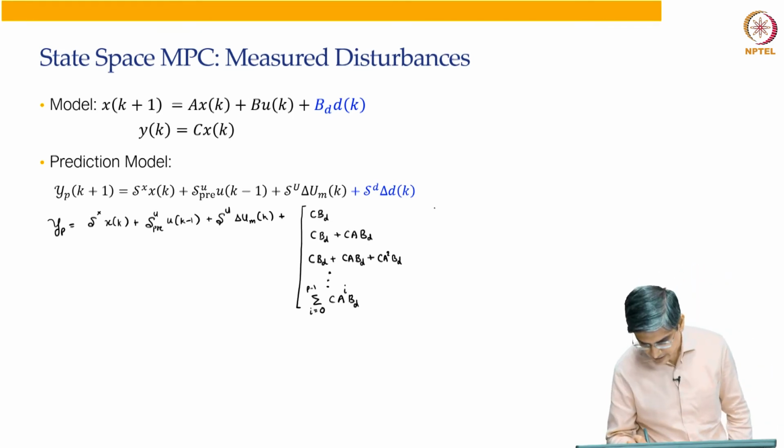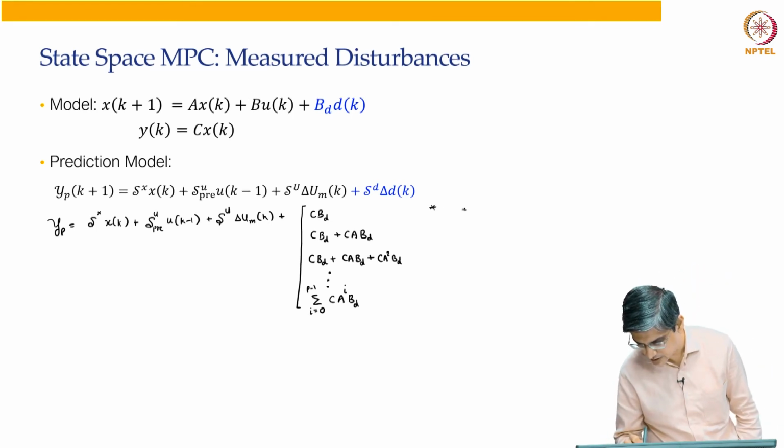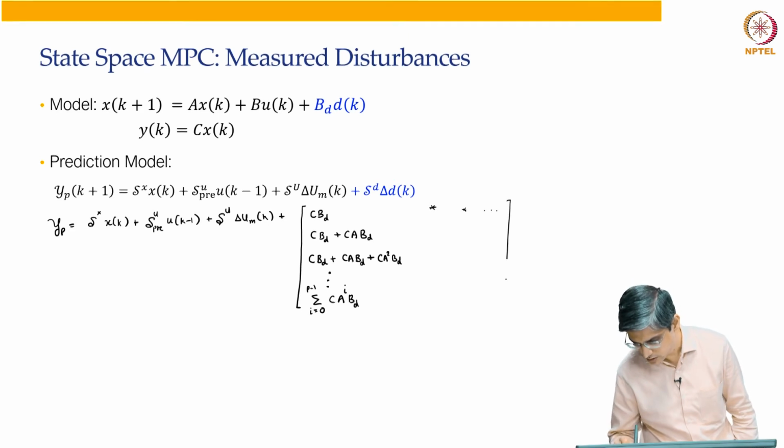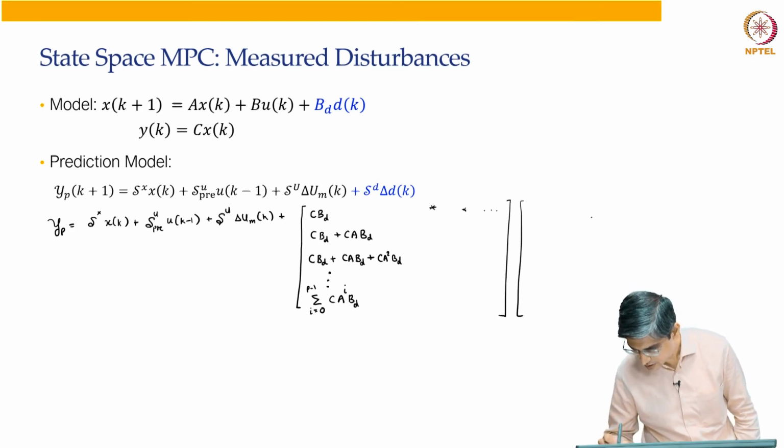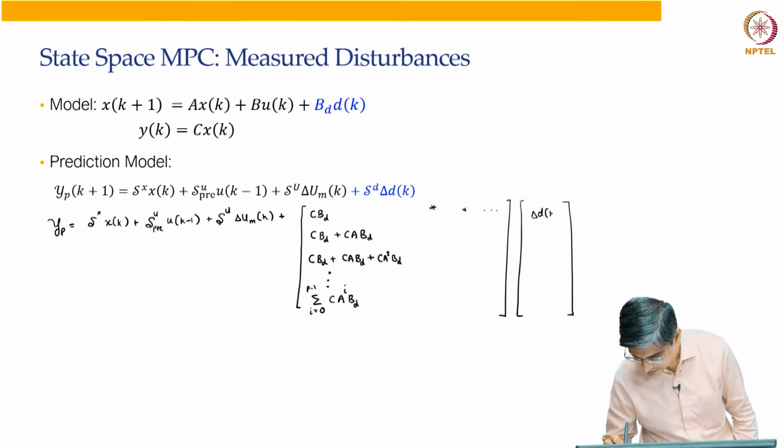Okay. Likewise, we will have something over here and so on, and then we are going to have delta dk plus 1 and so on up to delta dk plus p minus 1.